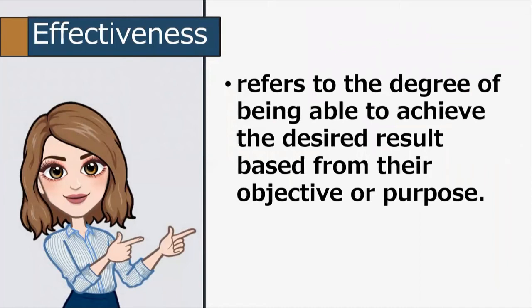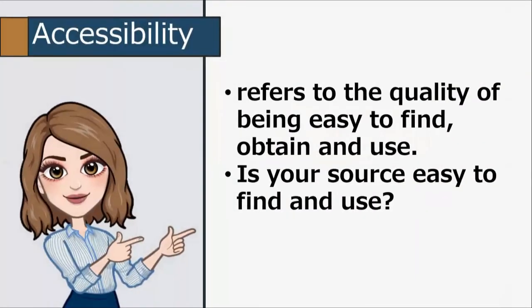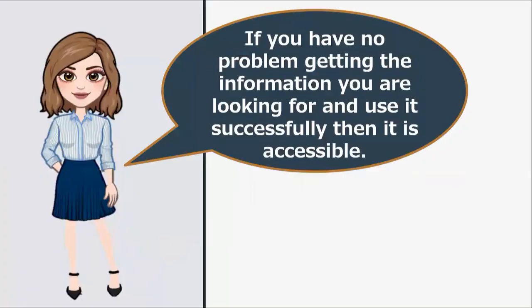Let us discuss effectiveness of the content. It refers to the degree of being able to achieve the desired result based on the objective or purpose. A source is effective if it helps you achieve your desired outcome. Now, what is accessibility? It refers to the quality of being easy to find, obtain, and use. Is your source easy to find and use? If you have no problem getting the information you are looking for and using it successfully, then it is accessible.